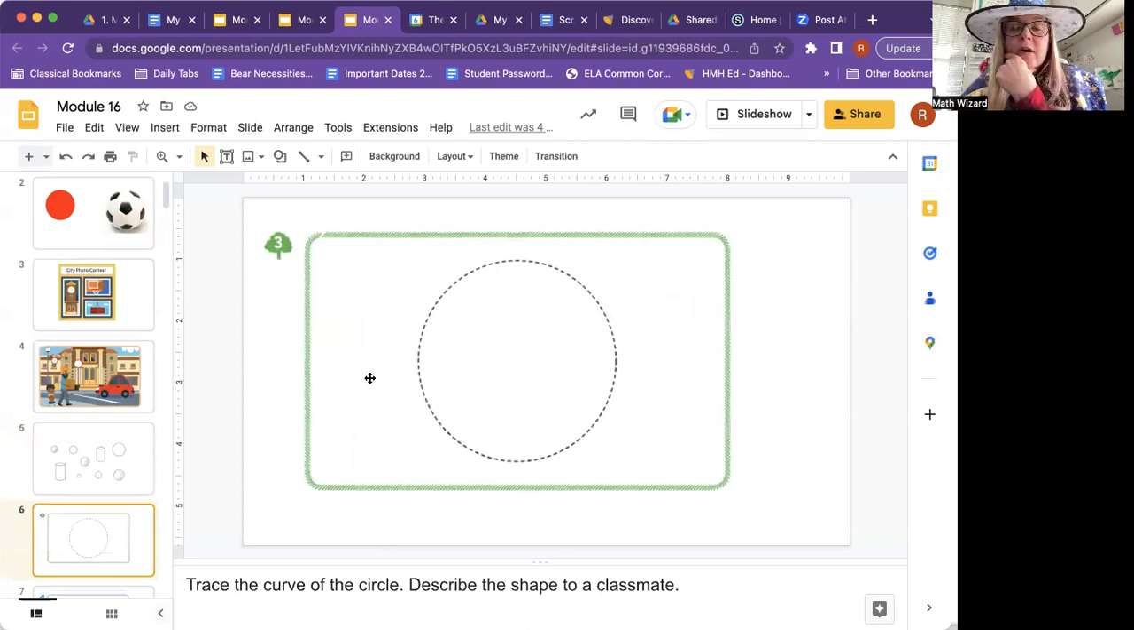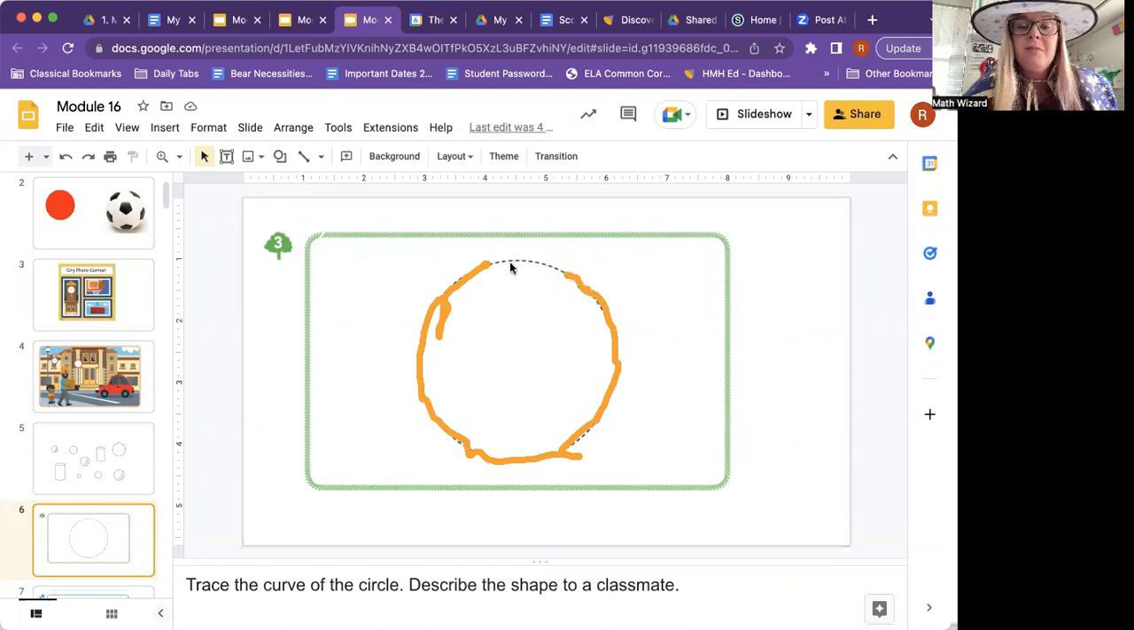Okay, here you are supposed to trace the curve of the circle. I'm going to try to do that too with my mouse. I'm going to be honest, I have a hard time drawing with my mouse on my computer, but I'm going to try. I'm going to do my best because we always do our best. That's okay. I'm doing my best. I bet yours looks a lot better than mine, huh? All right. We did that.